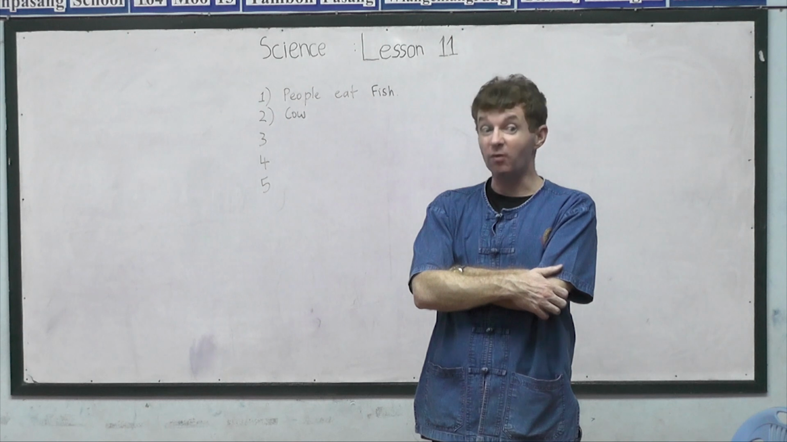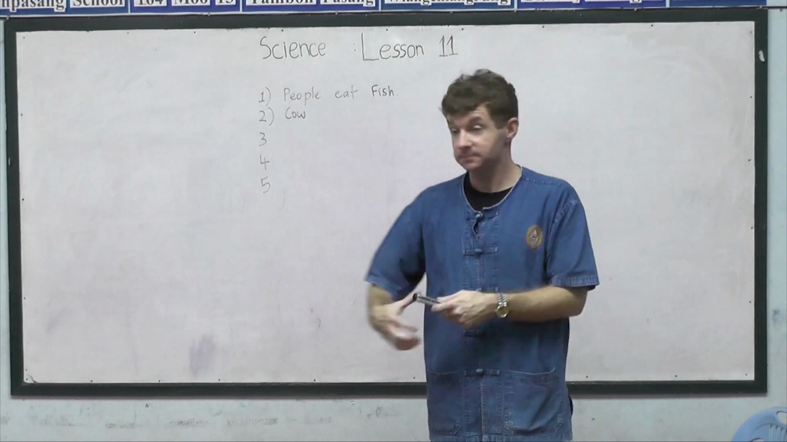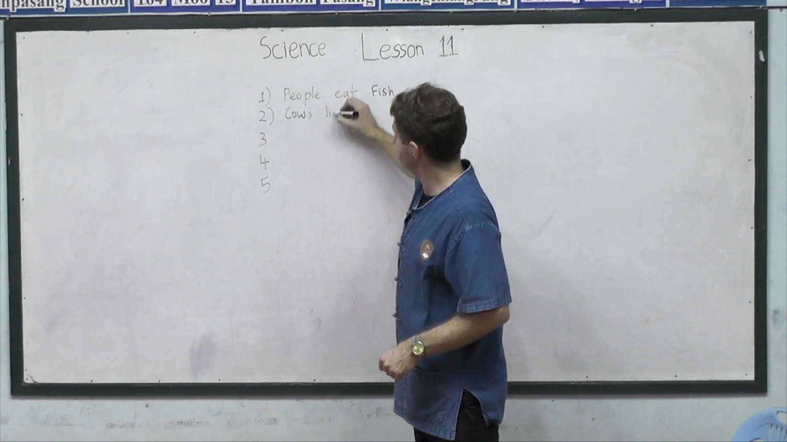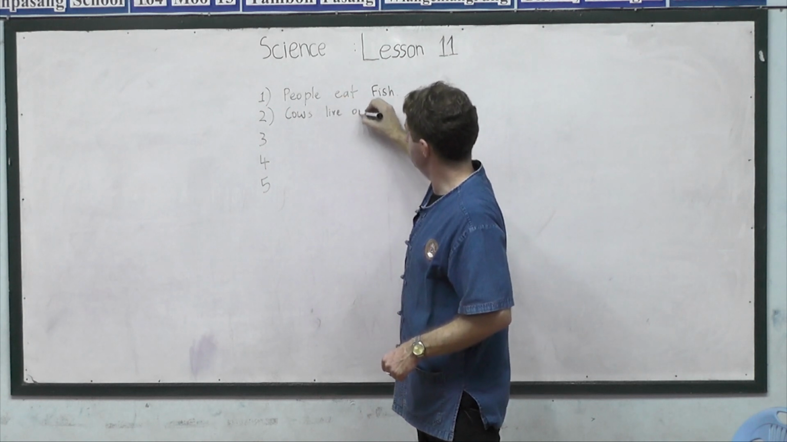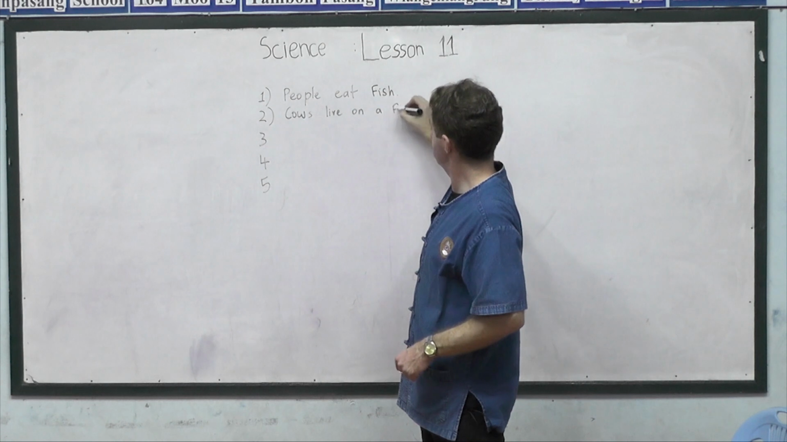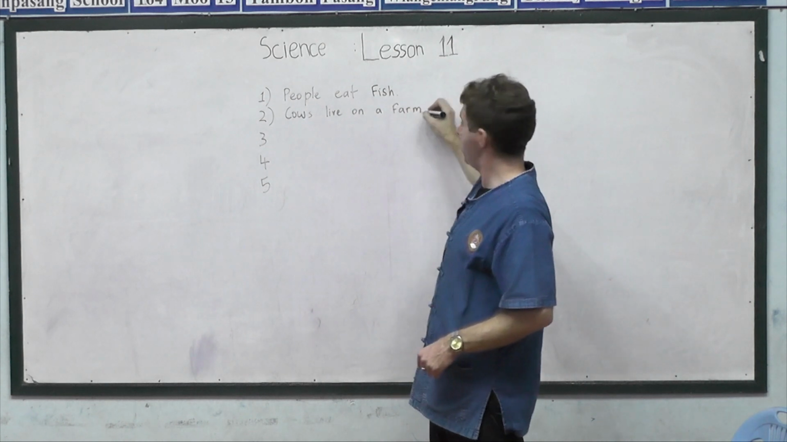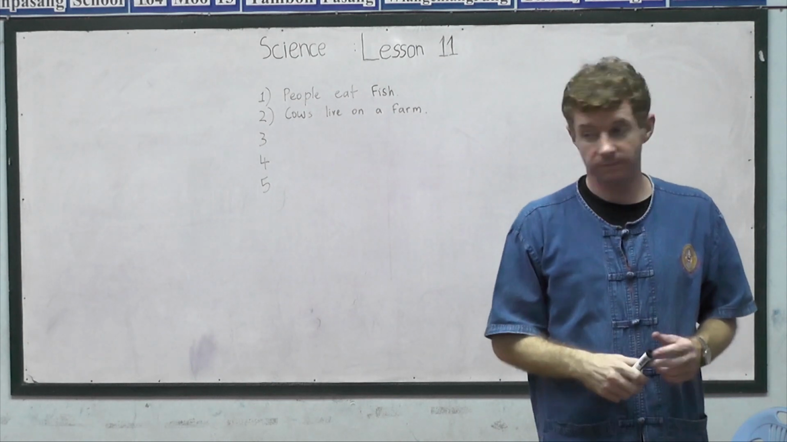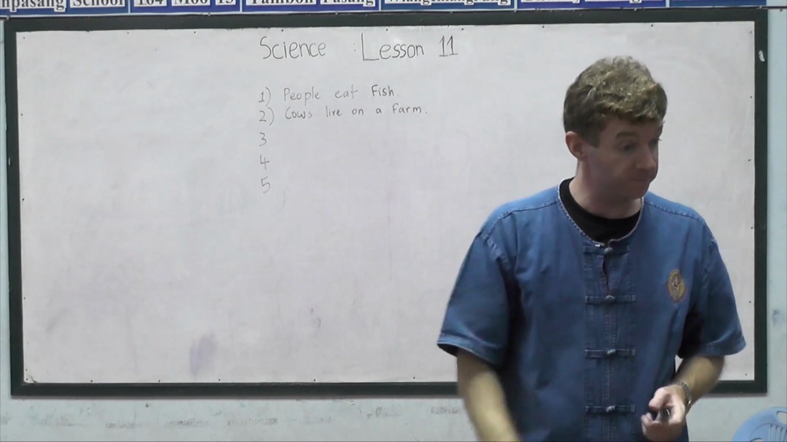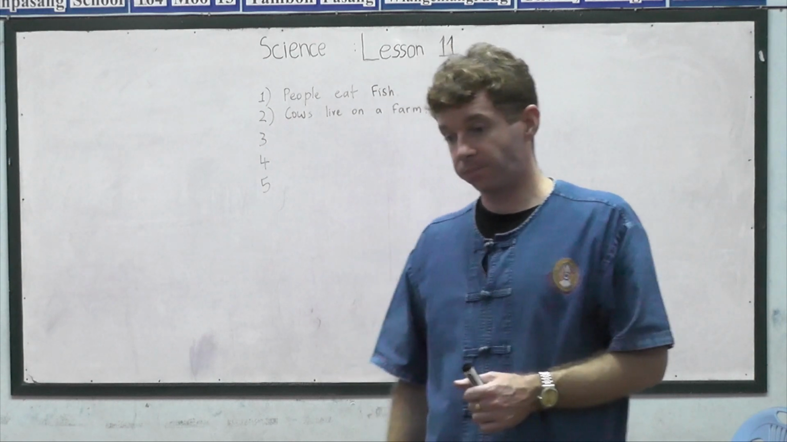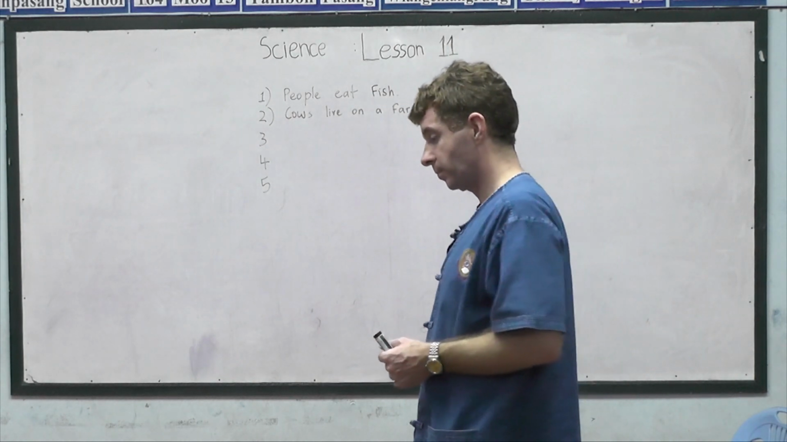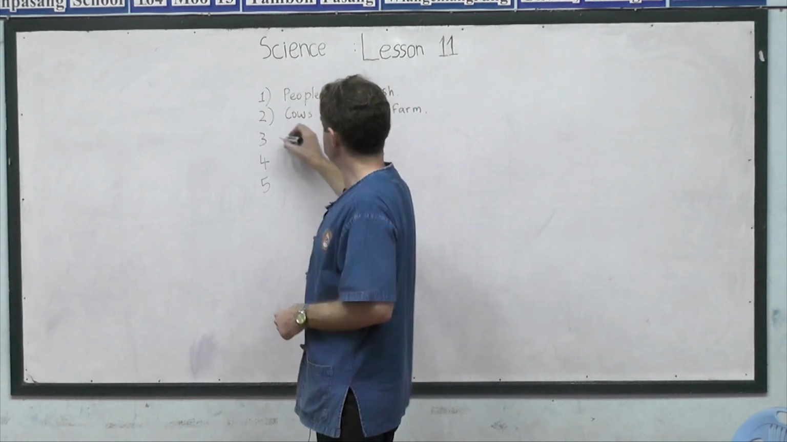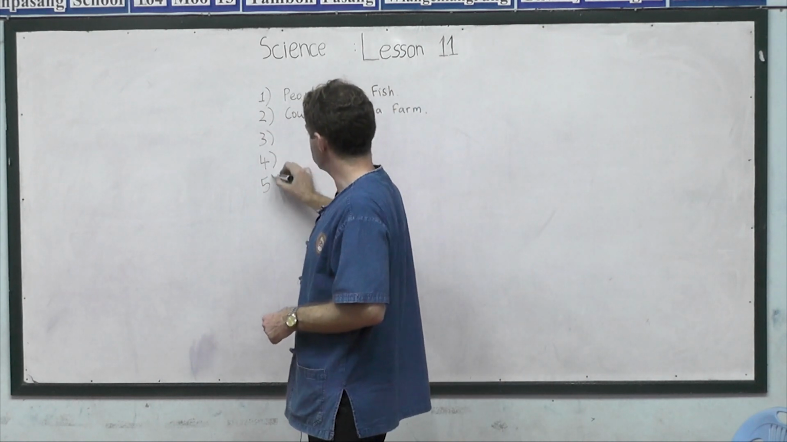House, really? Or farm? Cows live on a farm. So there's 2. You can write. So we've got people, we've got cows.